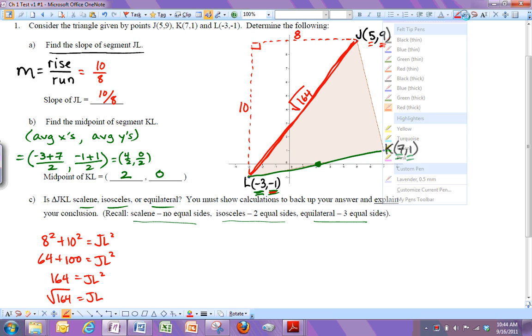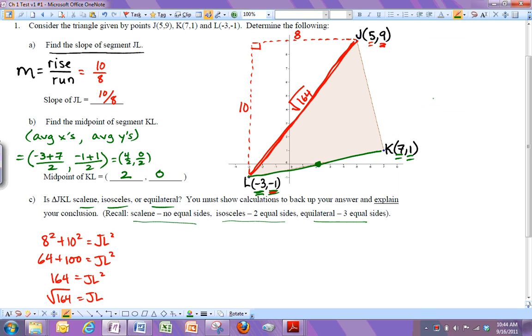Okay, so now let's look at, let's say, the green side here, LK. So I'm going to do the same deal. I need to make a right triangle, and then I need to figure out what the sides of the right triangle are, and then I'm going to just repeat the same process that I did in this triangle, where I'm going to do the Pythagorean theorem again.